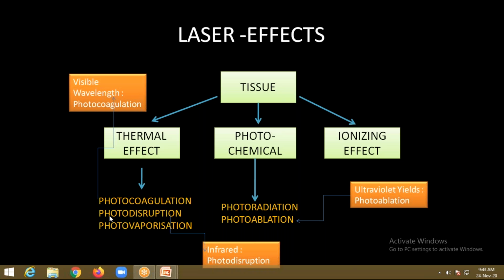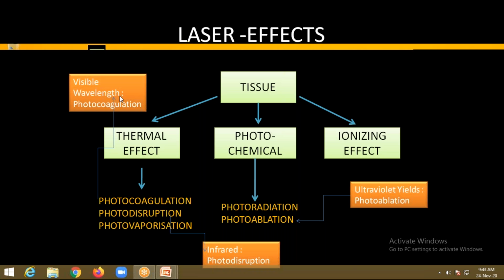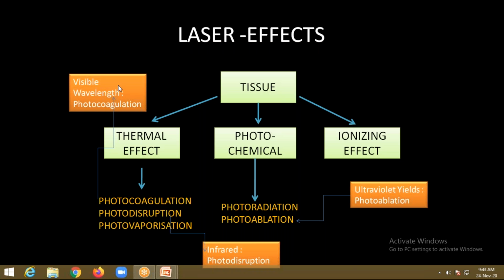Photo disruption is in the infrared range. This photocoagulation light, as I said, is around 532 nanometers, which is within the visible spectrum of light. So you can see the light when it is being applied, but when it is photo disruption, it is in the infrared range. You cannot see the laser light, but it does its effect. It just goes and blasts the tissues. So that is photo disruption. Photo vaporization is another example of the same.